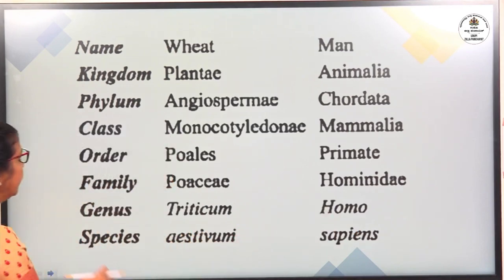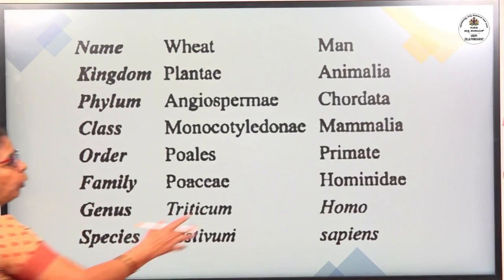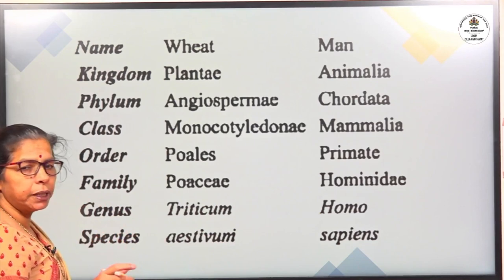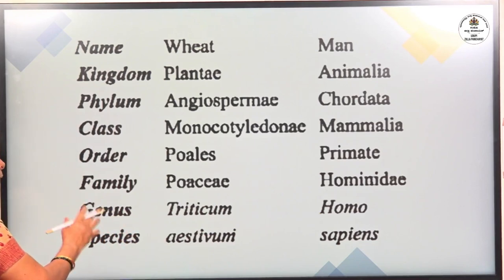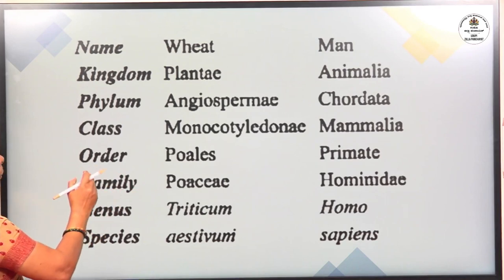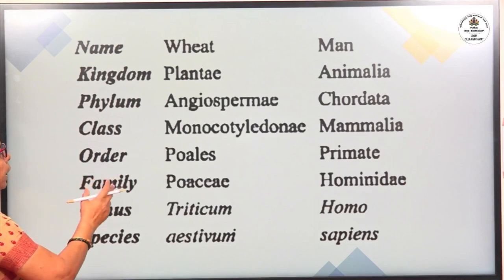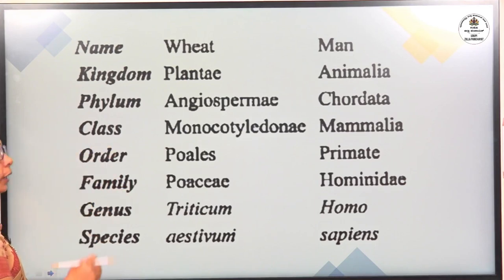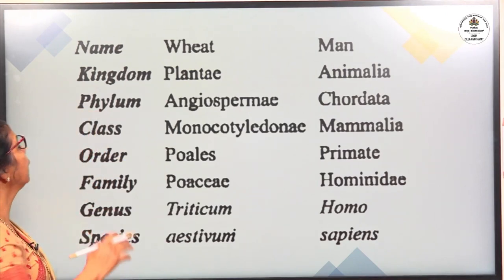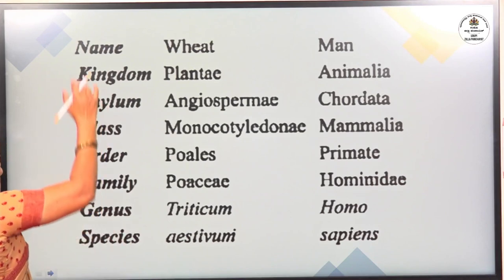Next, related species are kept under a common genus, say Homo. Related species are kept under a genus, which is a little higher rank, and related genera are kept under a common family. Then related families are kept under an order, related orders under a class, related classes under a phylum, and then the kingdom.